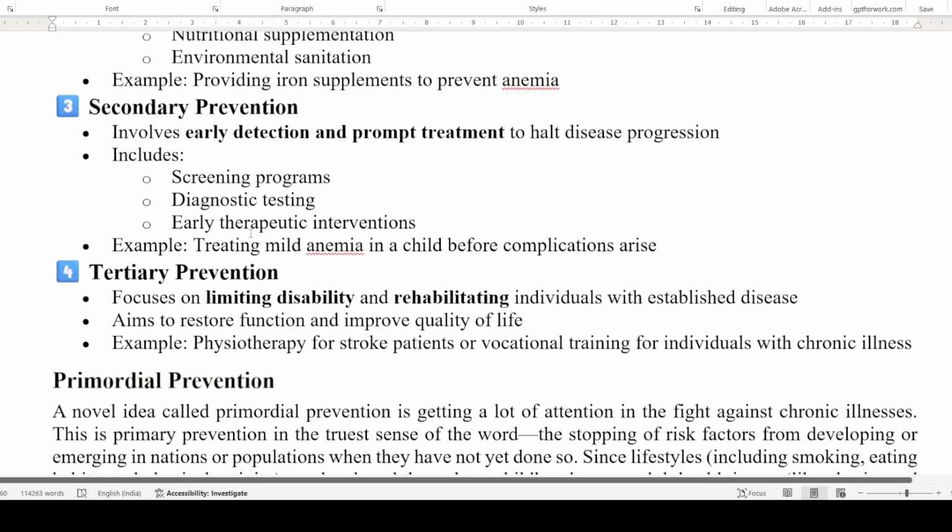Third one is secondary prevention. Secondary prevention involves early detection and prompt treatment to halt the disease progression. It means the disease has already emerged, the disease is already present in the individual, the symptoms are coming. So we have to detect the disease early and give prompt treatment so that it may not progress to the disability stage. For example, treating mild anemia in children before complications arise. And it includes what? Screening programs, diagnostic testing, and early therapeutic interventions.